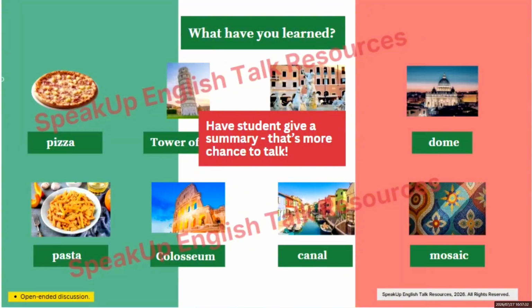At the end here, this is a summary. What have you learned? Get the student to give a summary, and it means more chance for them to express themselves, more chance for them to talk.